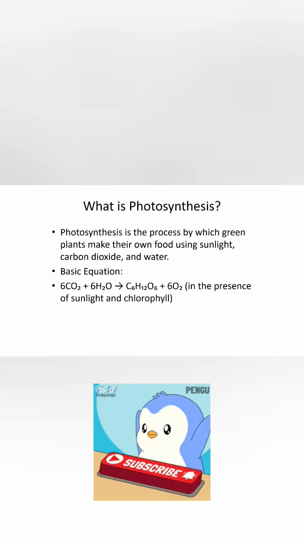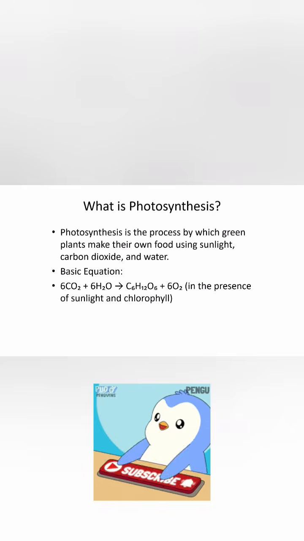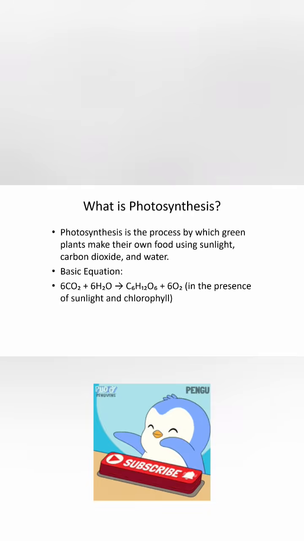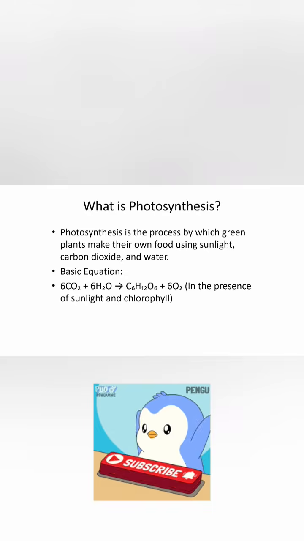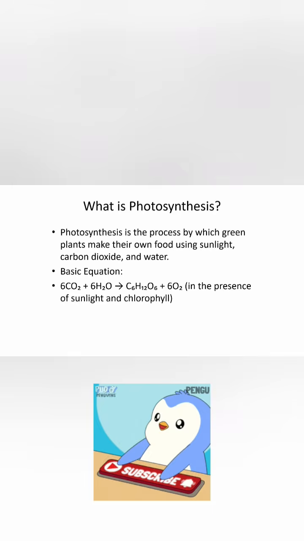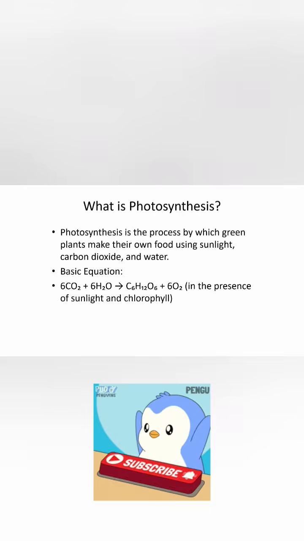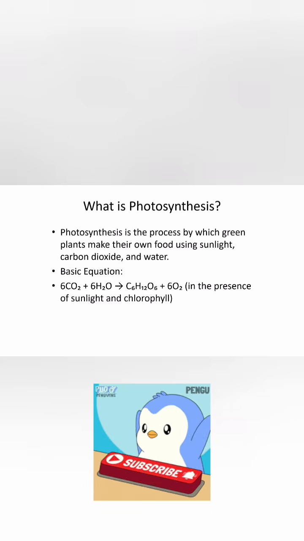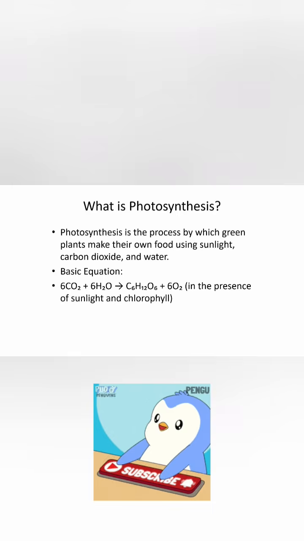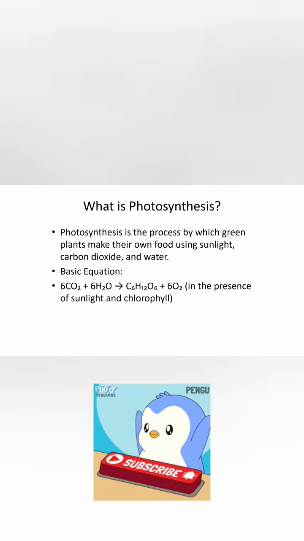The plant's leaves are green because that color is the part of sunlight reflected by a pigment in the leaves called chlorophyll. What happens in photosynthesis is carbon dioxide and water get mixed and form glucose and oxygen in the presence of sunlight and chlorophyll. So most life on earth depends upon photosynthesis.